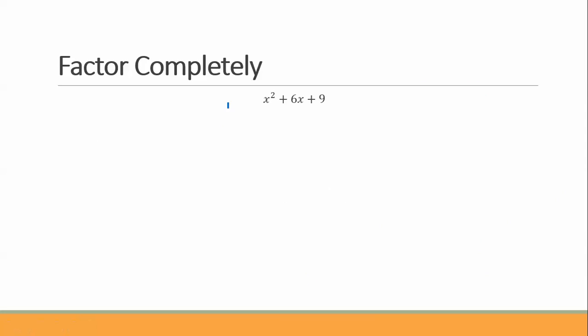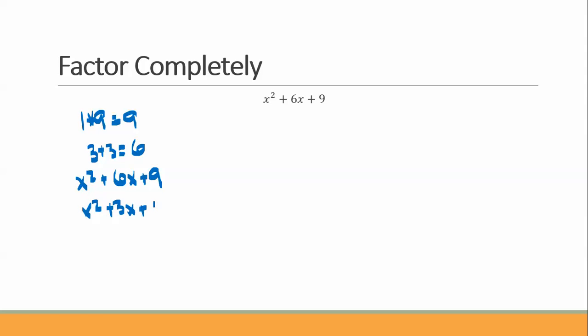So if we want to factor completely x squared plus 6x plus 9, you can use the AC method if you want, or you can use the formula. So using the AC method, we have 1 times 9 is equal to 9. The factors of 9 that add to 6 are 3 plus 3. That's equal to 6, so we have x squared plus 6x plus 9, and we divide the middle term into 3 and 3, so that's x squared plus 3x plus 3x plus 9.